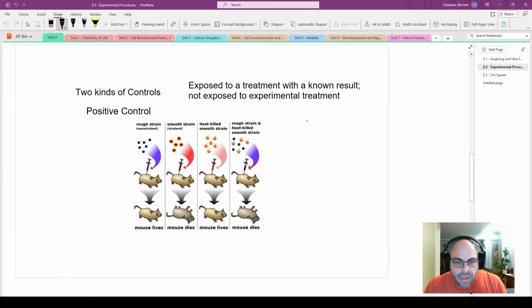All right, so let's look at the two kinds of controls. There are positive controls and negative controls. Positive control is when you can see what I wrote down here for the definition. Exposed to a treatment with a known result, right? Not exposed to experimental treatment. And so I'll use Griffith's experiment.